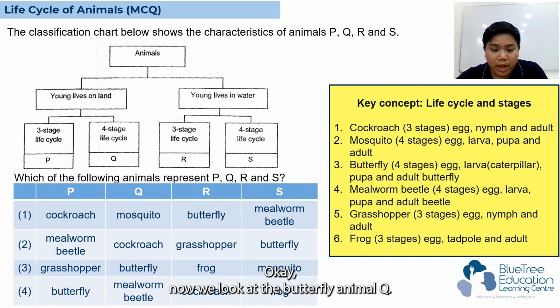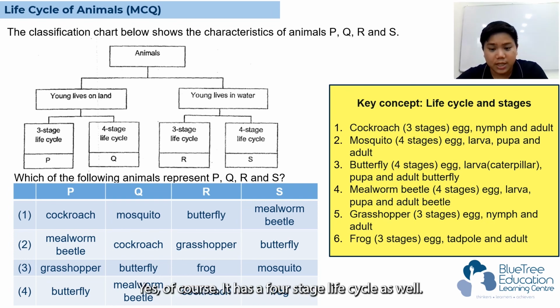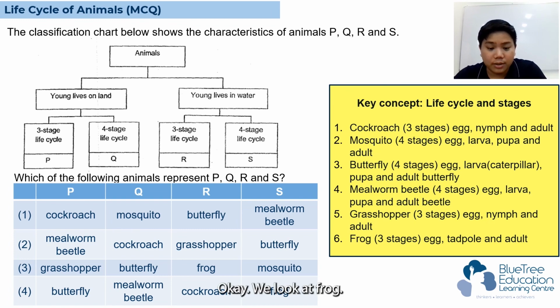Okay, now we look at the butterfly for animal Q. Okay, does the young live on land? Yes. Okay, it has a 4-stage life cycle as well. Okay, then we look at frog. Okay, for animal R. The young lives in water. Okay, so the young of a frog is called a tadpole. Okay, and yes, they live in water. Yes, it has 3 stages.